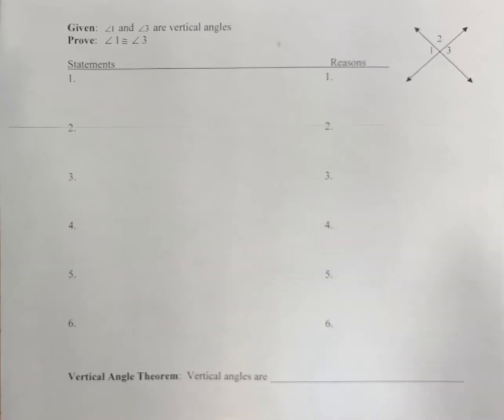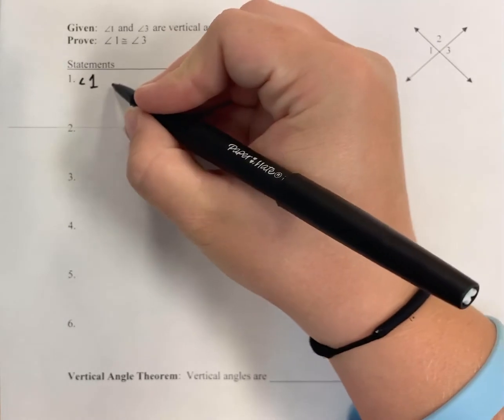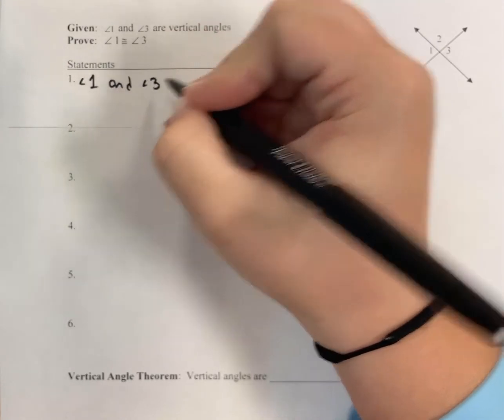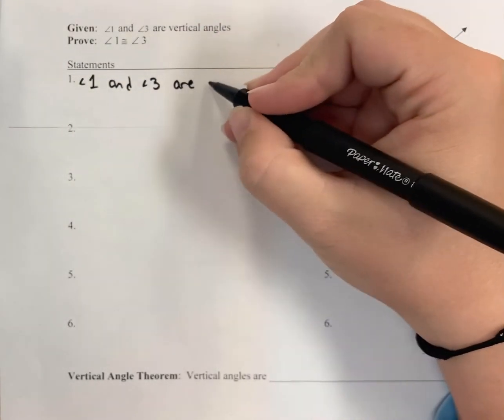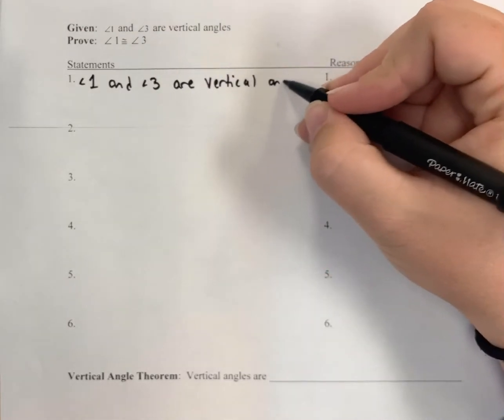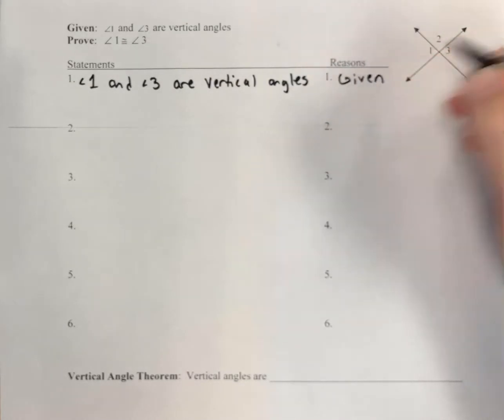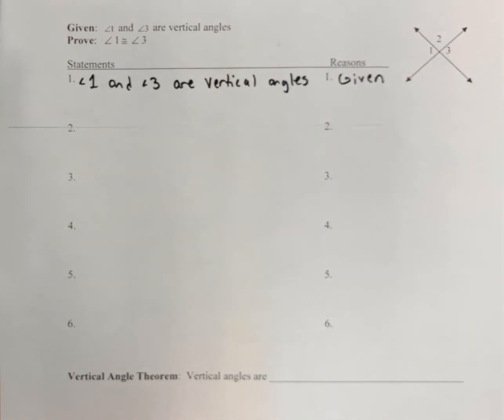But first, remember, all proofs have to start with your given. So I'm going to start by writing my given, which is that angle 1 and angle 3 are vertical angles. And again, my reason is that that is given. Okay.